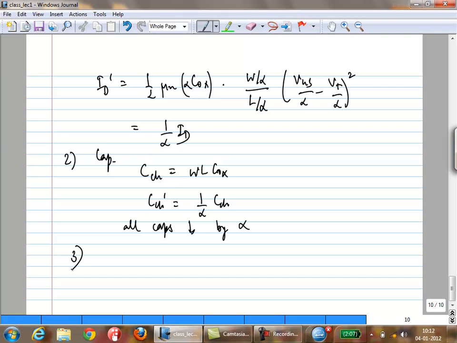What other parameters are we interested in? Let's take the case of GM. It's mu COX W over L times VGS minus VT. So you'll find that GM prime stays the same. Quite often some people refer to it as constant transconductance scaling, because the transconductance in the saturation region stays the same. Is that clear?